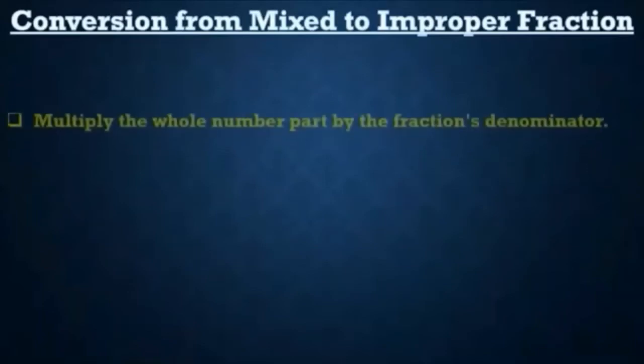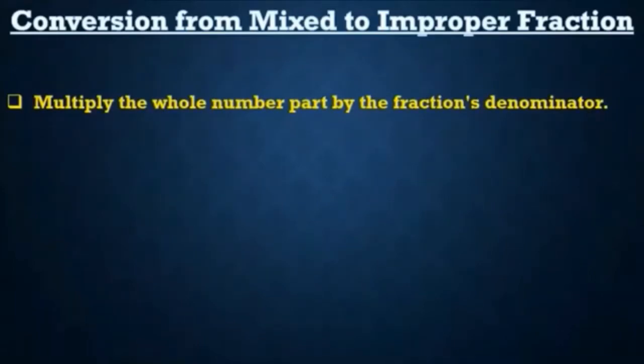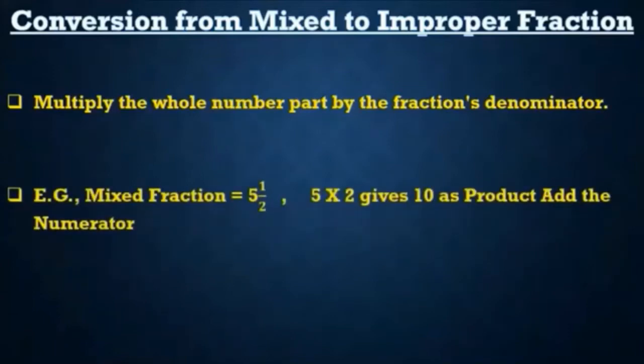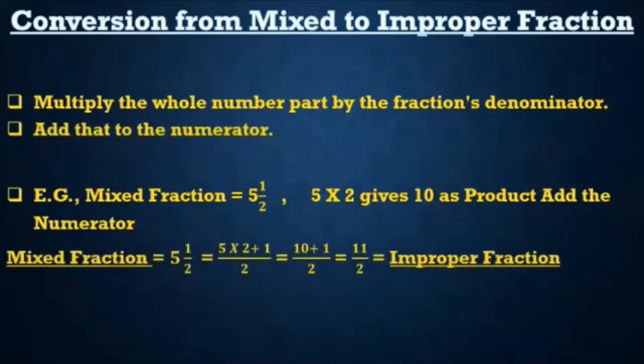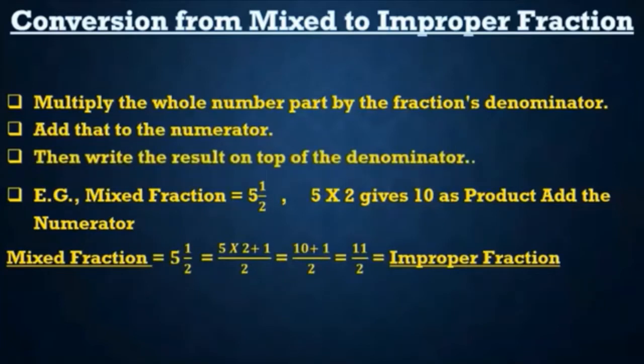Now we will learn about conversion from mixed to improper fractions. First, we'll multiply the whole number part by the fraction's denominator. For example, the mixed fraction is 5 1 by 2, and 5 times 2 gives 10 as the product. And now we will add that to the numerator, and then we will write the result on top of the denominator. Now we got 10 as the product. Now we will add 10 to the numerator.